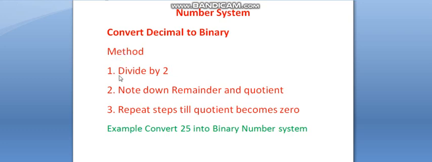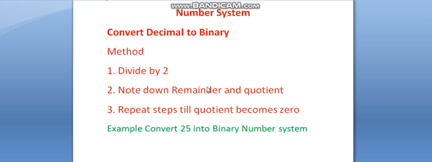So method is you have to divide the number by 2, note down remainder and quotient, then repeat the steps till quotient becomes 0. क्या करना है आपको? 2 से डिवाइड करना है नंबर को, रिमाइंडर को एक साइड में नोट डाउन करना है और क्वोशिएंट को दूसरे साइड में नोट डाउन करना है, नीचे के साइड में. ठीक है, that I am going to tell you where to note down remainder and where to note down quotient. और ये स्टेप कब तक आपको रिपीट करना है? Till your quotient becomes 0.